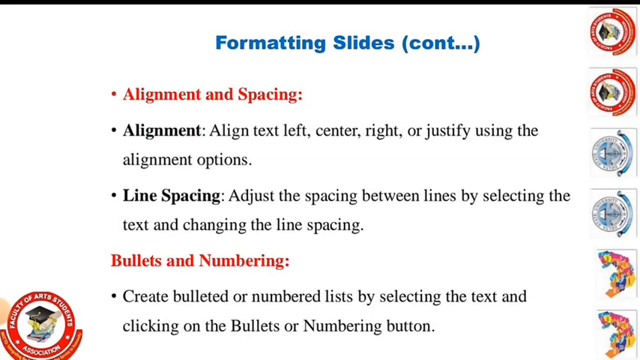The next thing is the alignment and spacing. Align the text from left to right, or you justify using the alignment options. Line spacing, it depends. You choose the one that is suitable for you. Then you also have what is called bullets and numbering. At times you need to number some things. You can use bullets and numbering. The options are there. Just pick it up, and then it makes the work more interesting, for sure.